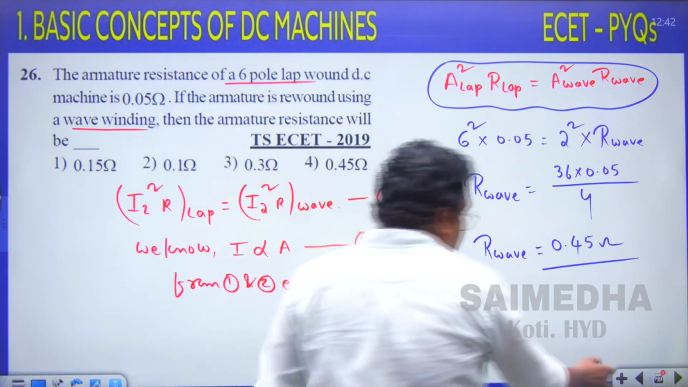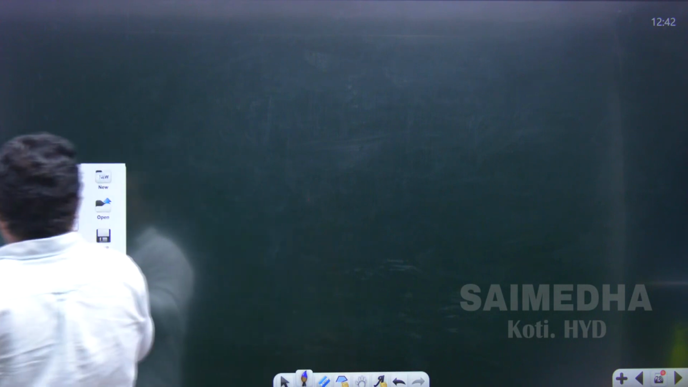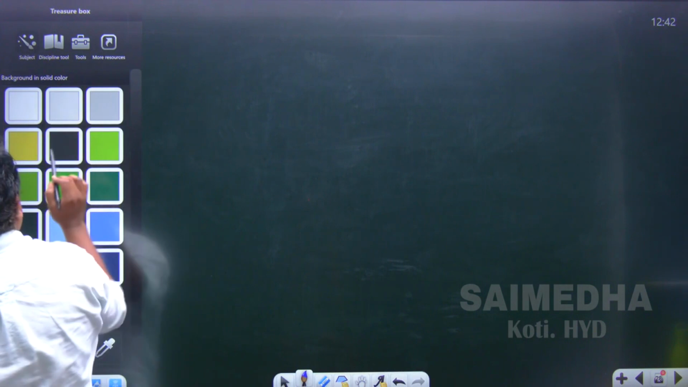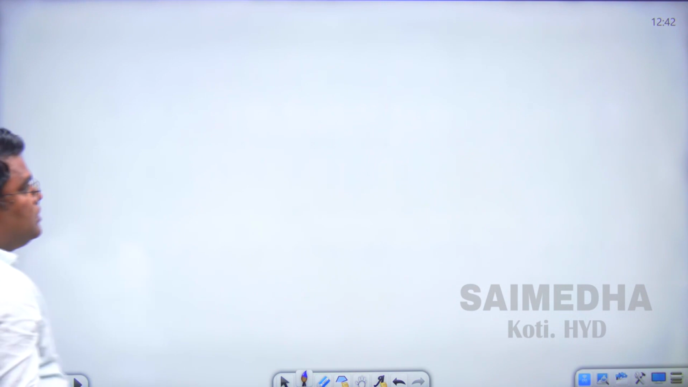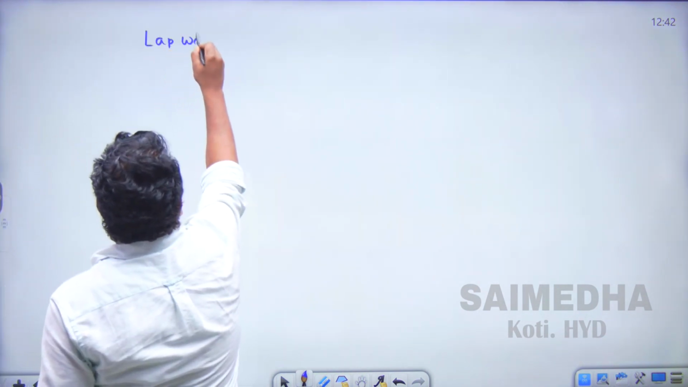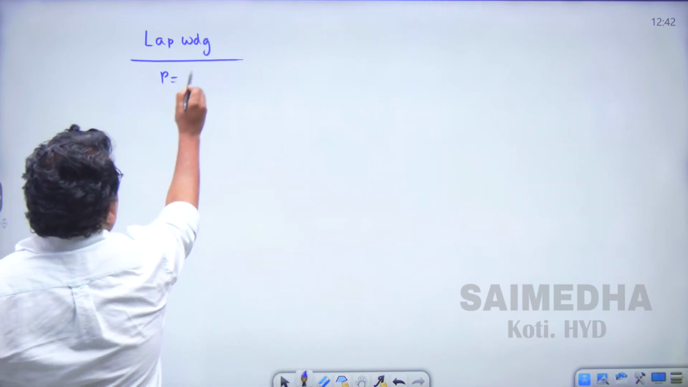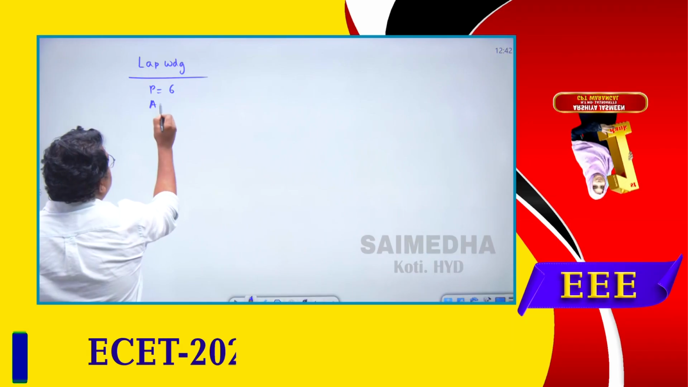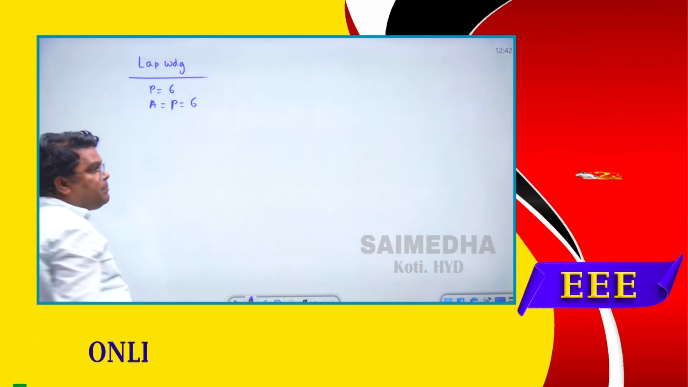So let us start another way. Initially the winding is connected as lap winding. In the lap winding the number of poles is given as 6. So how many parallel paths? A is equal to P, so that is equal to 6 parallel paths.